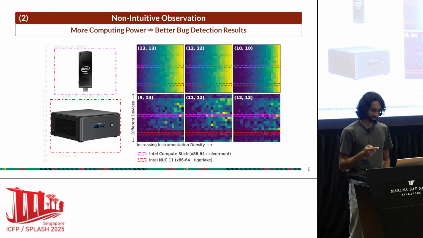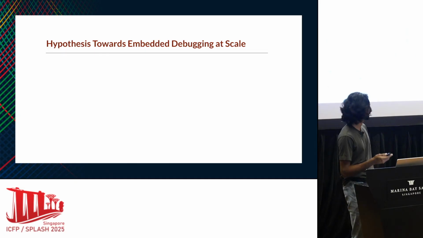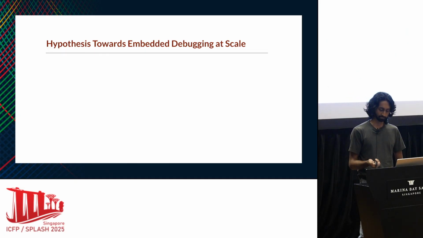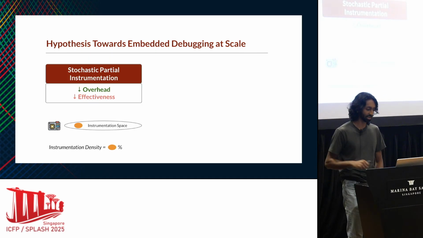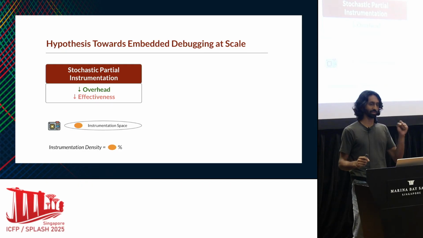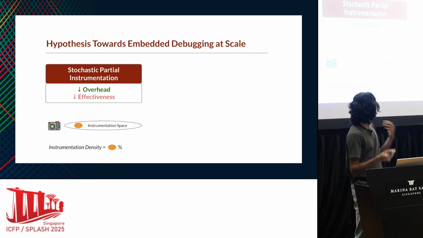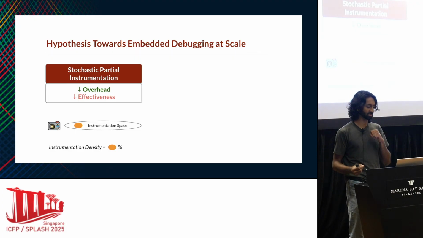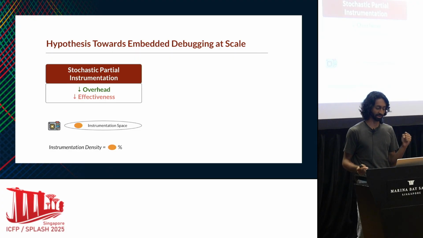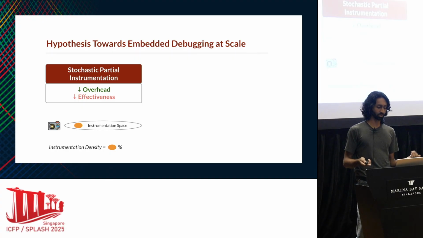And so using these 2 observations, we propose a hypothesis towards embedded debugging at scale that hinges on 2 ideas. The first is this idea of stochastic partial instrumentation. So this is the idea that we sample a subset of our whole instrumentation space. We will sometimes call this instrumentation density. By doing this, sampling the small subset, we're able to decrease our overhead by not instrumenting all of our memory accesses, but we're going to decrease effectiveness because we may not be instrumenting the bug that we hope to find.